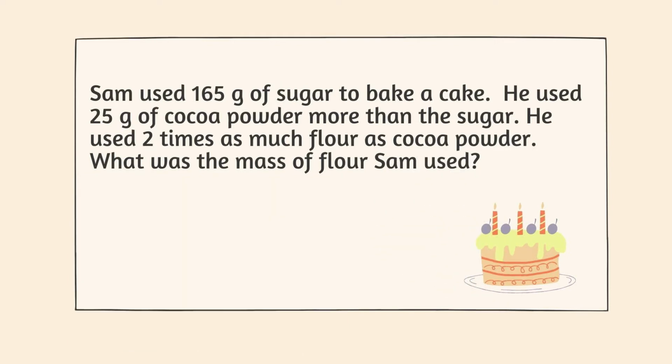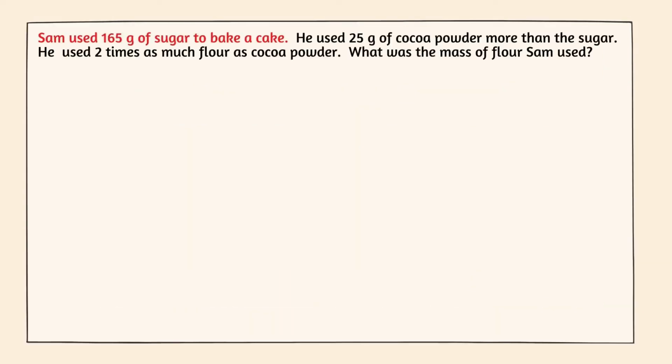Oh, by the way, this question involves 3 items: sugar, cocoa powder, and flour. The first sentence tells us that Sam used 165 grams of sugar to bake a cake. We draw a bar to represent this information and label it.